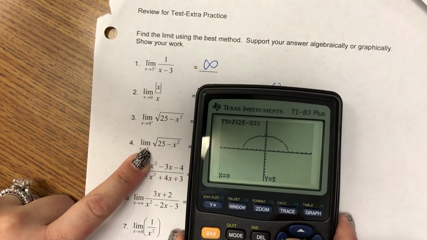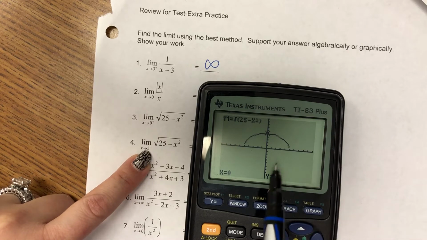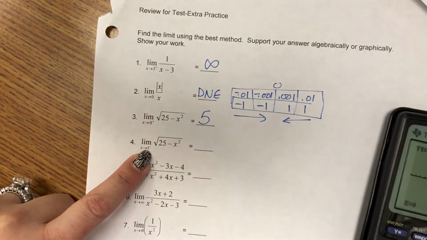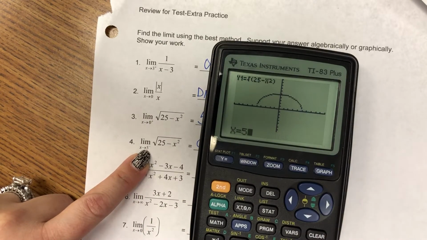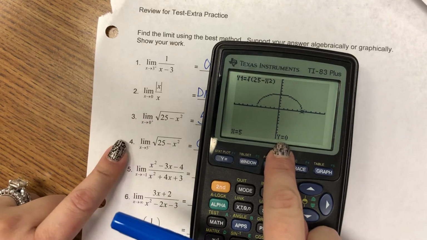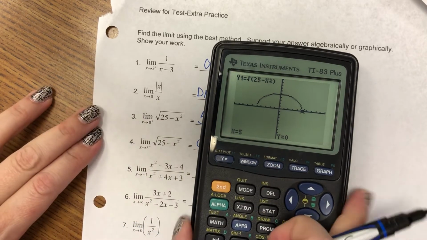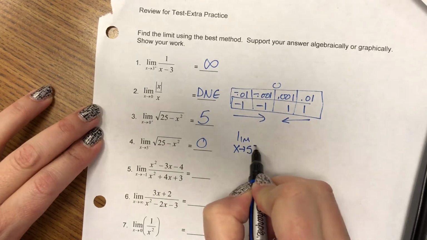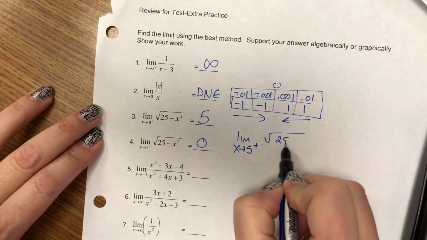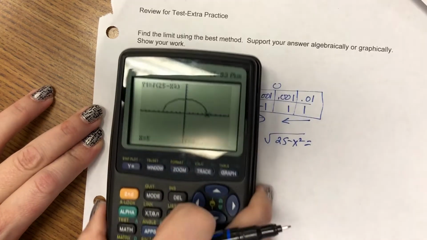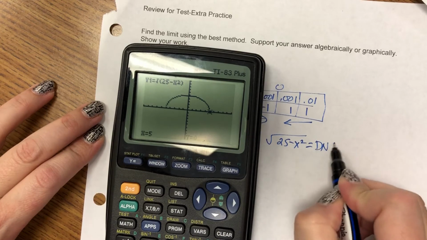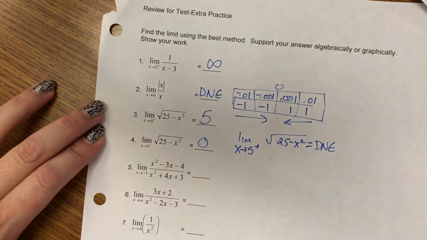But now let's look. Number 4 is 5 from the left. So here's +5. From the left is 0. If I hit trace 5, I can see the y value is 0. You have to be careful though. Let's say this problem said 5 from the right. There is no graph to the right of 5, so this limit would not exist because there's no graph to the right.